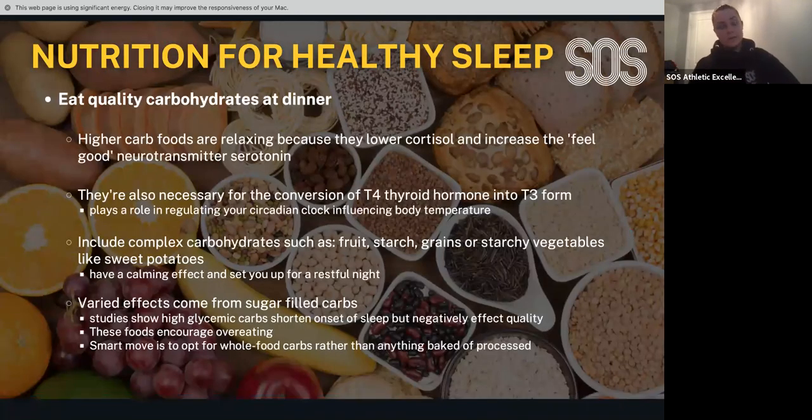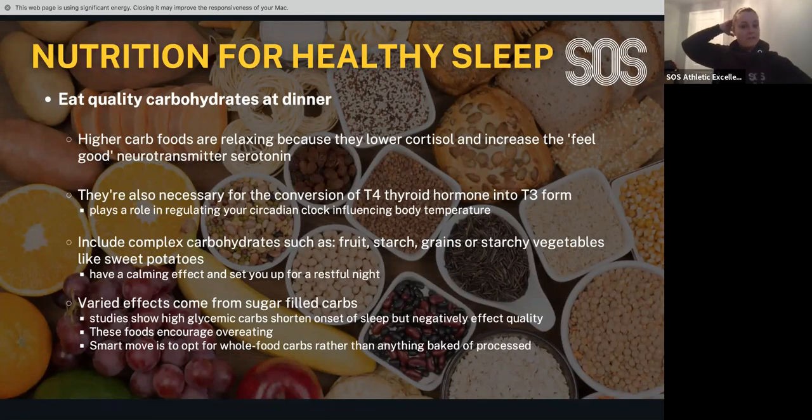And then where we do try to incorporate carbohydrates, dinner time can be a good one if you're trying to improve sleep. But when I'm talking about good quality carbohydrates, not processed stuff. Higher carb foods are found to have a bit of a relaxing effect, just because they can help lower cortisol and increase the feel good neurotransmitter serotonin.